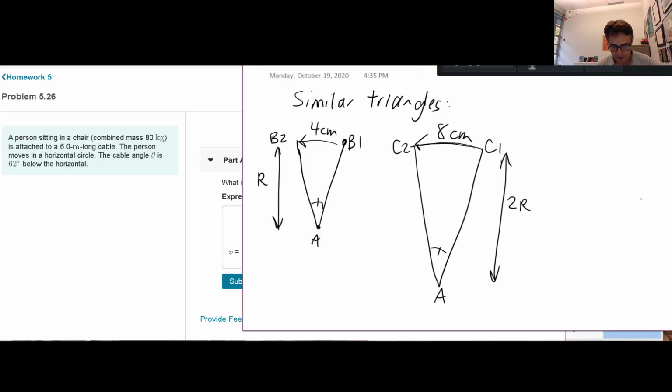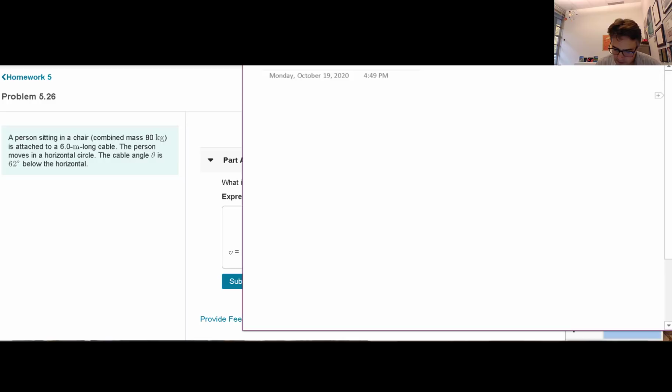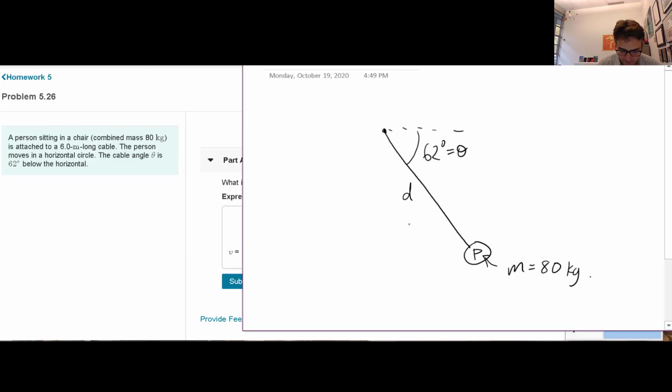Yes, okay, so I get it. Let's move that over there. So I think the way we're going to do that is something about 62 degrees below the horizontal. 62 degrees equals theta. Here is the person sitting in a chair. The mass here is 80 kilograms. And this whole distance here is a 6 meter long cable, so I'm going to call this D. D is equal to 6.0 meters.